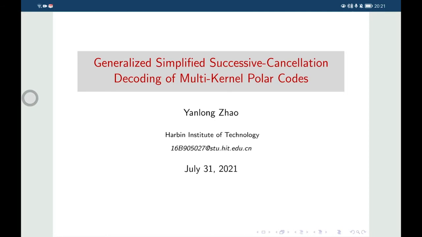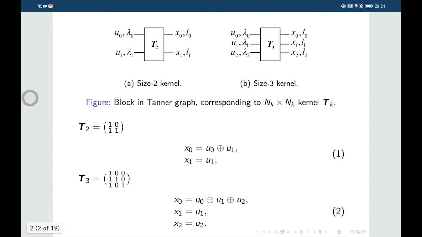Today, we will introduce our paper, Generalized Simplified Successive-Cancellation Decoding of Multi-Kernel Polar Codes. As we know, polar codes are the first error-correcting codes that are provably able to reach channel capacity for a large number of channels. Arikan proposed a 2x2 kernel, which has been widely used in 5G applications, but its code length is limited to a power of 2.